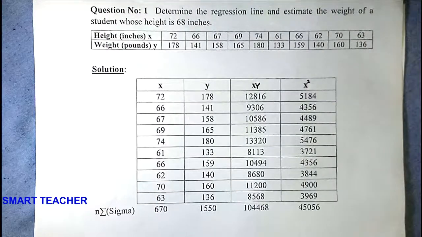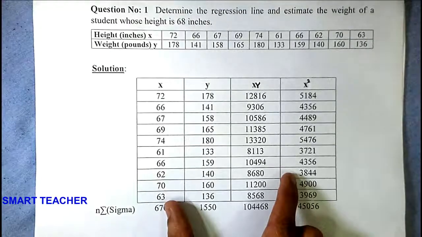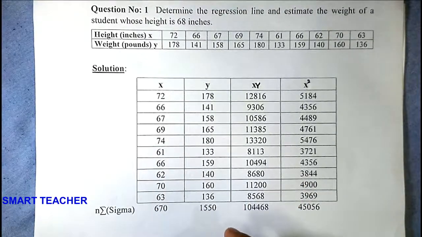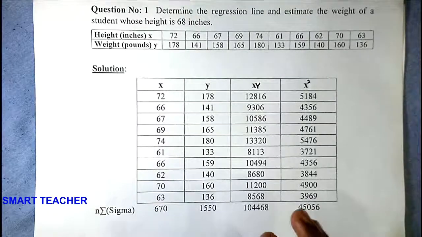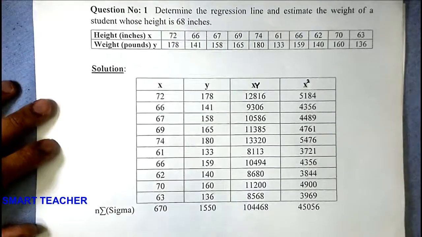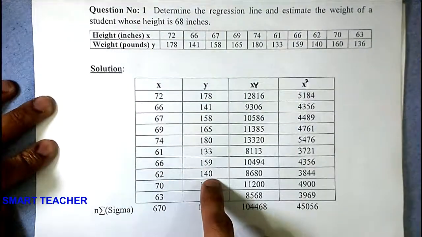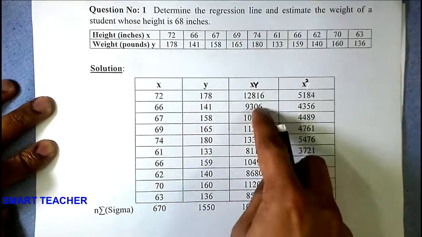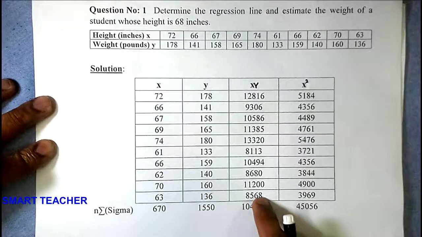Before we start our solution, we have to make this table. Table is a must. To solve this question, you must complete this table. Here, I have written all the observations of x and y. Now you will ask where these values of x and y come from.